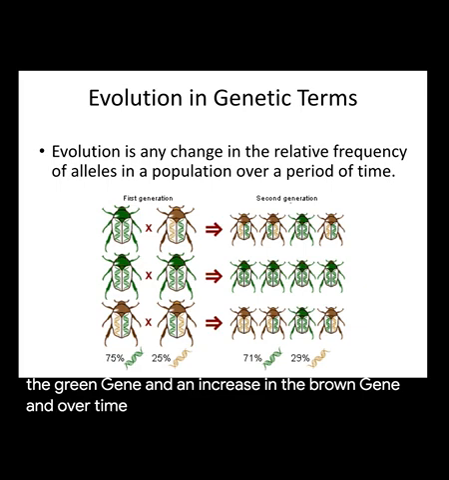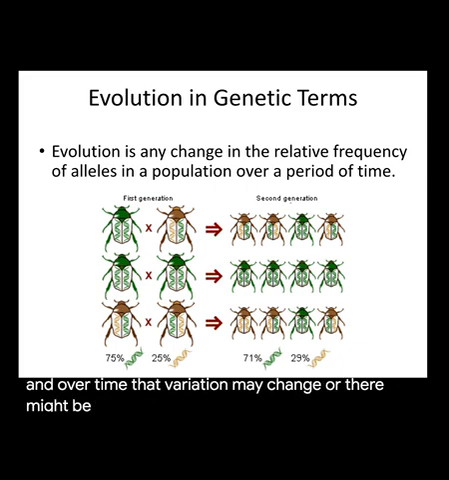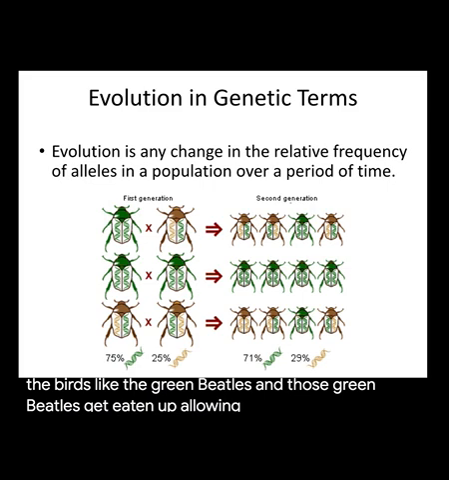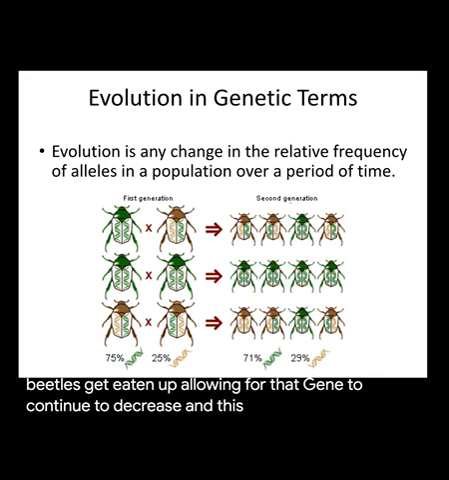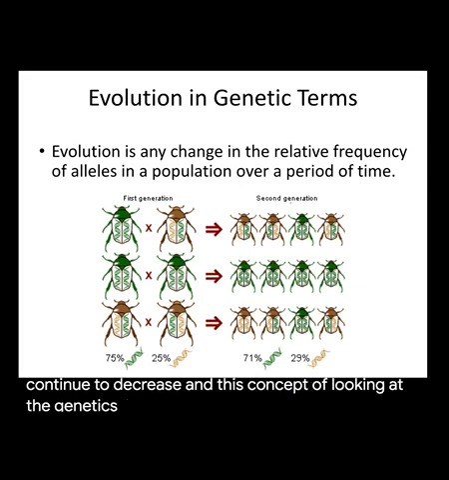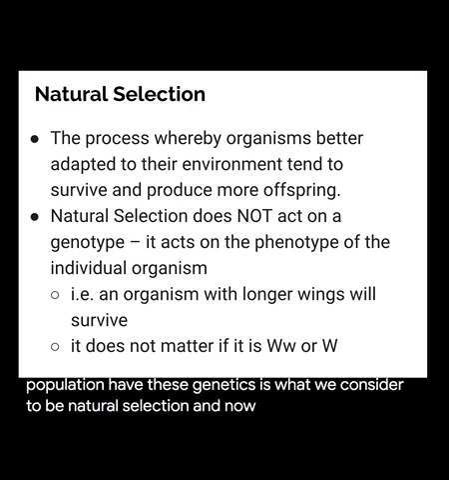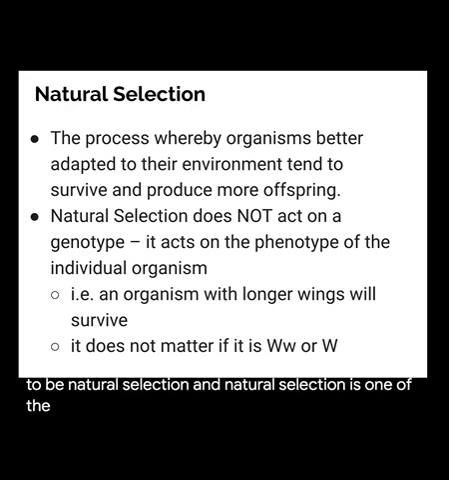And over time, that variation may change, or there might be something going on in the environment, such as the birds liking the green beetles, and those green beetles get eaten up, allowing that gene to continue to decrease. This concept of looking at the genetics and how many of the organisms in a population have these genetics is what we consider to be natural selection. And natural selection is one of the main principles by which evolution is guided.